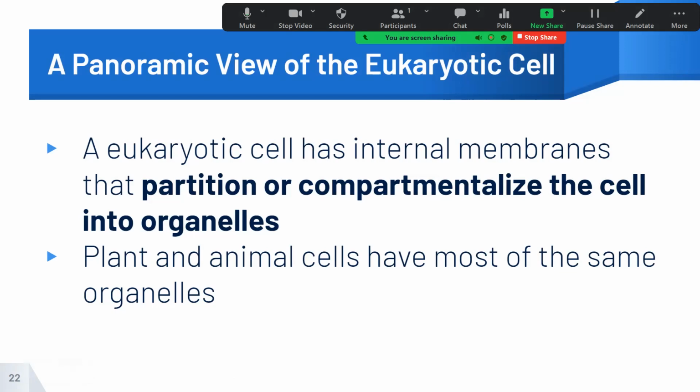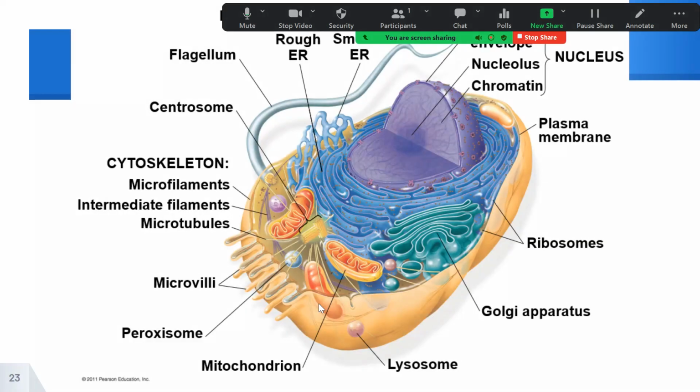Okay, so because eukaryotic cells do have those membranes, they have things compartmentalized or partitioned, and that's going to make those cells more efficient. Having things compartmentalized and having roles for each of those compartments can make that cell much more efficient. And plant cells and animal cells typically have most of the same organelles, with obviously some exceptions.